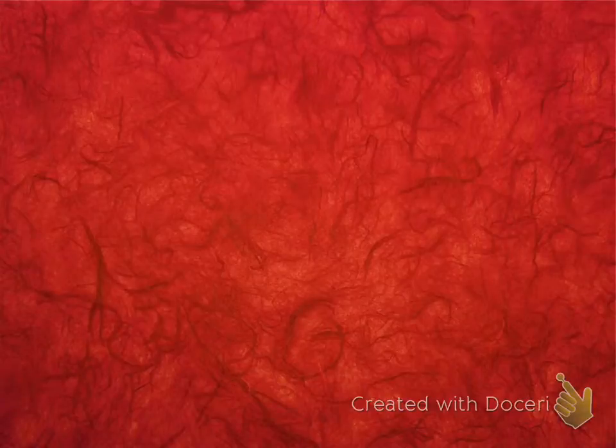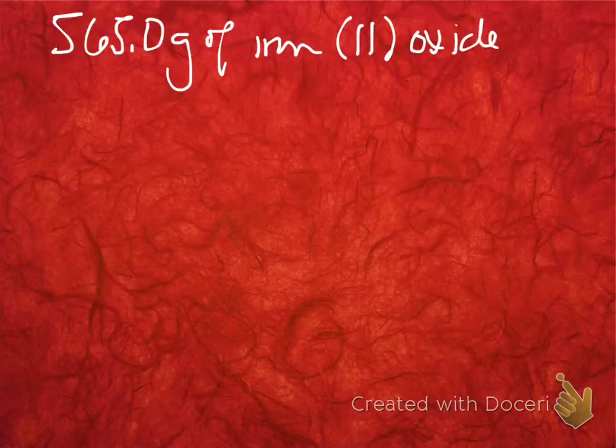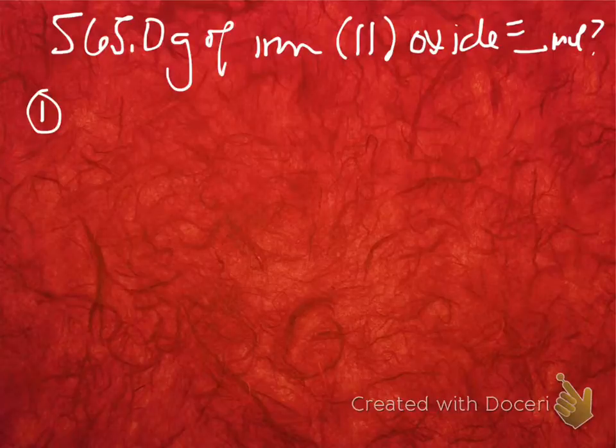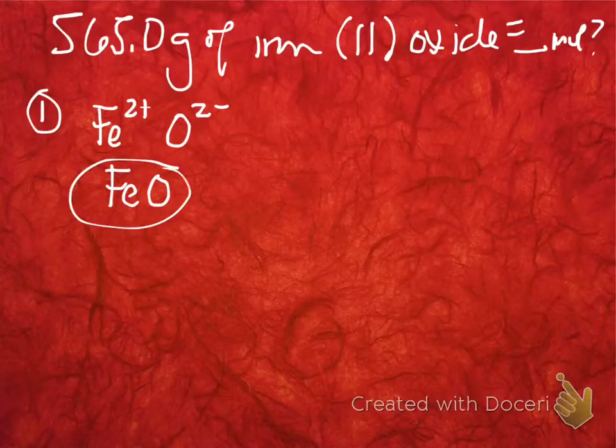Okay, number 2, how many moles are represented by 565.0 grams of iron(II) oxide? How many moles? Okay, so again, just like any of these, you have to write the formula first. So iron(II), Fe2 plus, with an O2 minus gives you FeO. And people did pretty well on this one, whether it was luck or skill. People did better on this one, and it's not mine to judge.